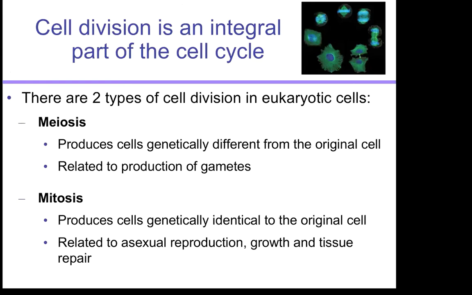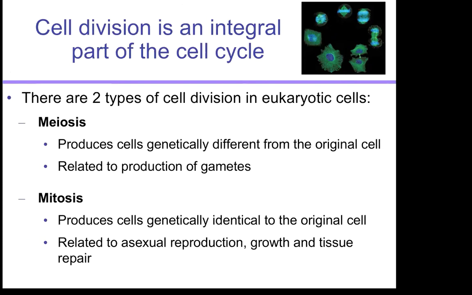When we think about cell division, it's important, but cell division is only one part of the cell cycle, albeit a very important part. We'll get into the rest of the cell cycle in a minute, but first let's look at the cell division part. In eukaryotic cells, there are two different types of cell division, meiosis and mitosis.